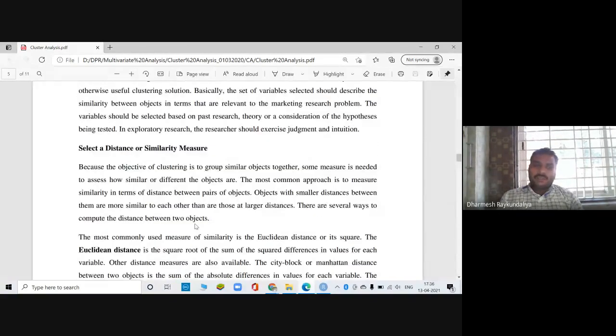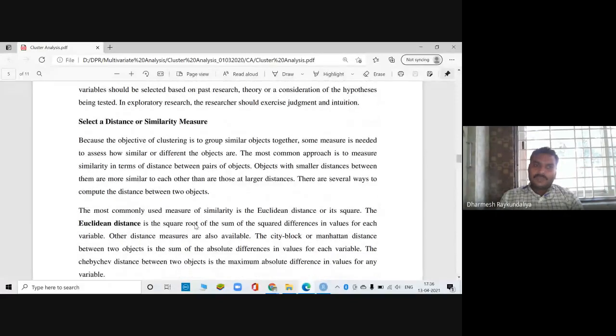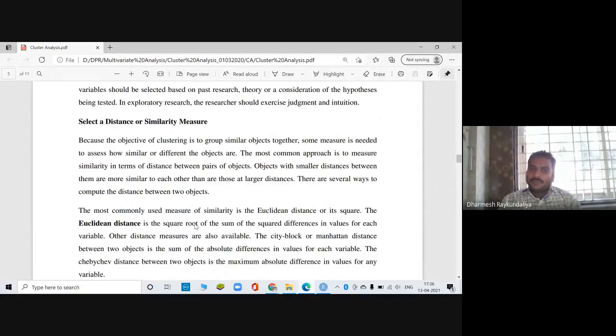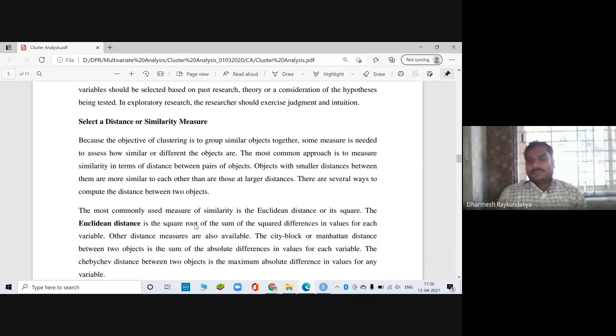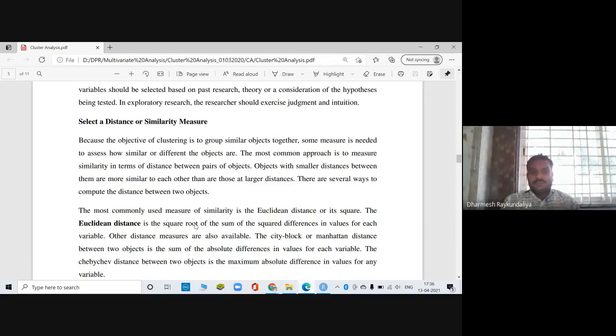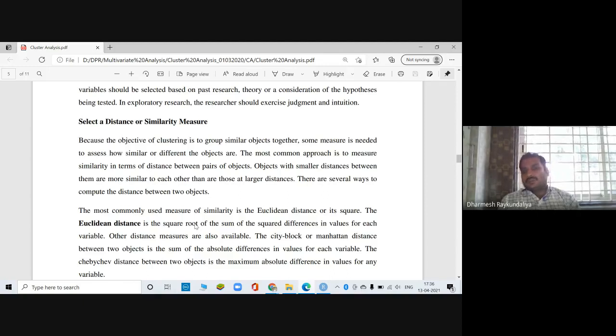Then select a distance or similarity measure. Because the objective of clustering is to group similar objects together, some measure is needed to assess how similar or different the objects are. The most common approach is to measure similarity in terms of distance between pairs of objects. Objects with a smaller distance between them are more similar to each other than those at a larger distance. So as I said, if the distance between two objects is small, then they belong to the same group. If the distance between two objects is large, they belong to different groups.